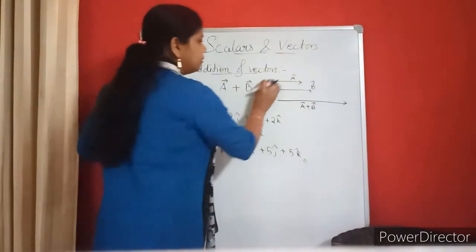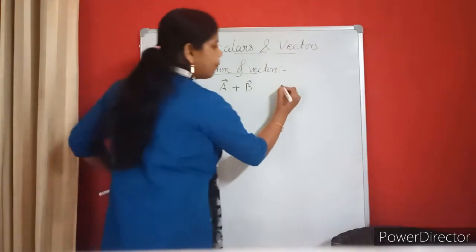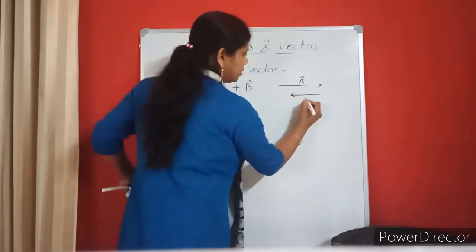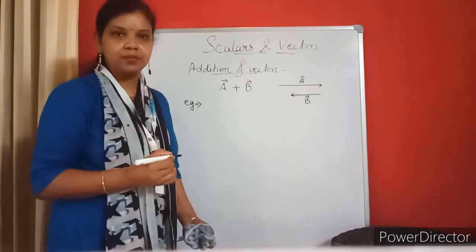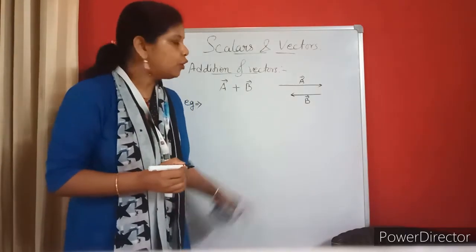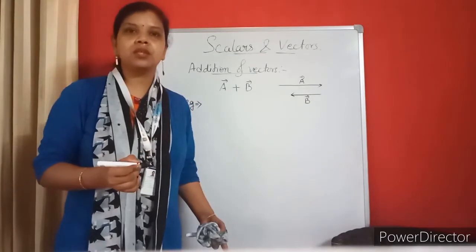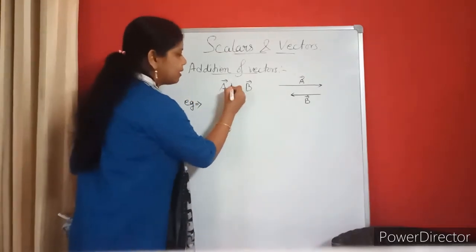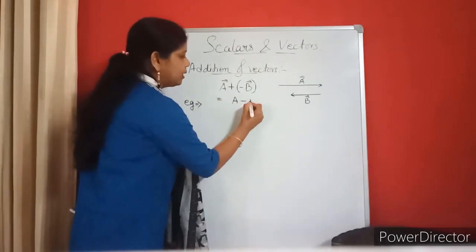Now let me take you another example. Suppose this is my A vector and this is my B vector. I have to add these two vectors. Actually in vectors we don't have subtraction. If I talk about this case, you will say that ma'am this is subtraction. Yes, but actually subtraction means addition of the negative vector. So here I will write plus, but negative of B will come, which is nothing but A minus B.